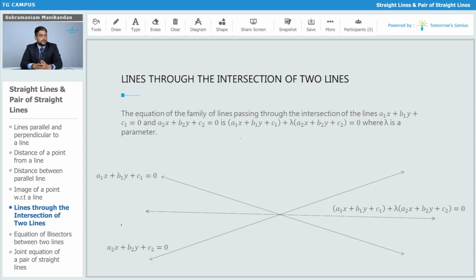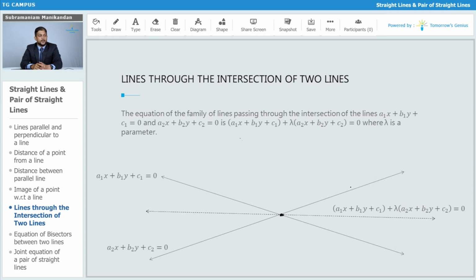The equation of the family of lines passing through the intersection of the lines a1x plus b1y plus c1 equals 0 and a2x plus b2y plus c2 equals 0 is a1x plus b1y plus c1 plus lambda into a2x plus b2y plus c2 is equal to 0, where lambda is a parameter. So we have the two lines intersecting somewhere, at this point, and through that point there is another line shown by the dotted line.